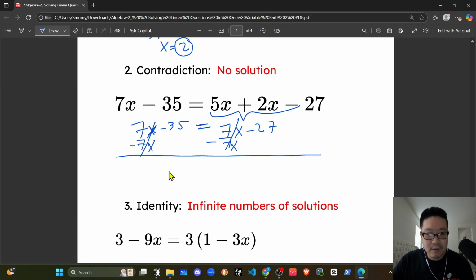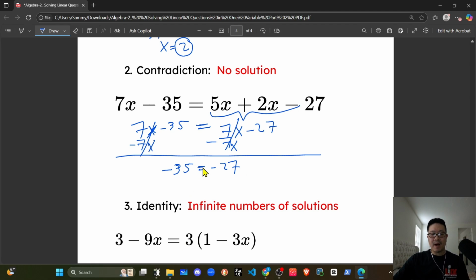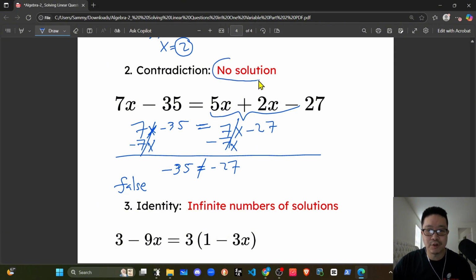And when we do that, notice how we get negative 35 on the left side and negative 27 on the right side. Now, negative 35 does not equal negative 27. This is called a false statement. So anytime you get a situation where you get a false equation, such as the one that we have here, the answer is going to be no solution.